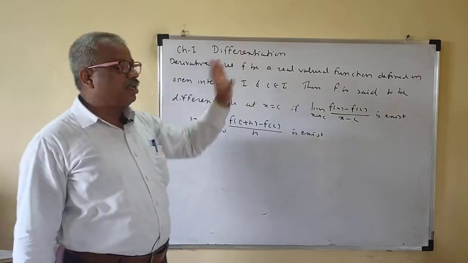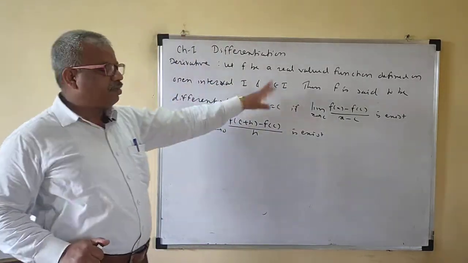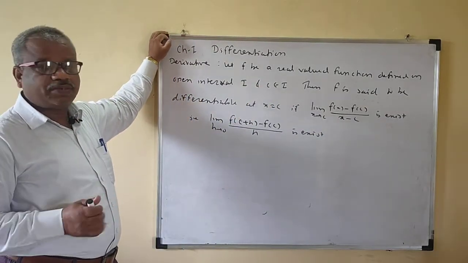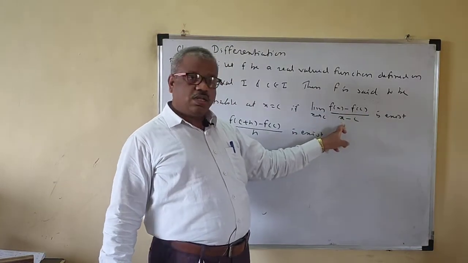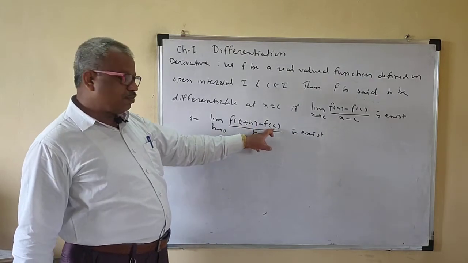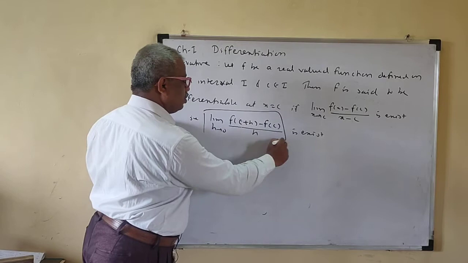Let f be a real valued function defined on an open interval or closed interval I. Let c be a member of I. Then we say that f is differentiable at c if this limit, as x tends to c, of (f(x) minus f(c)) upon (x minus c), is the same as the limit as h tends to 0 of (f(c plus h) minus f(c)) upon h. Okay, last year you have seen this one.